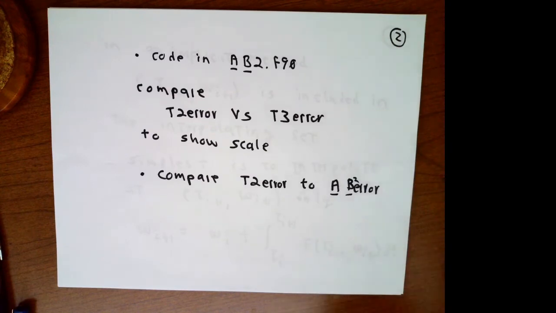Shortly, we'll look at the actual program that implements this, which I stored into ab2.f90. We'll also want to compare how good this method is with some of our other methods. As a prelude to that, we'll look again at the Taylor order 2 error versus the Taylor order 3 error to show the scale of things, and then we will compare Taylor 2 with AB2.